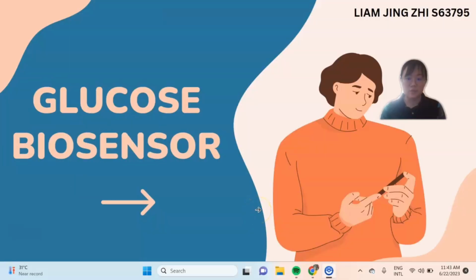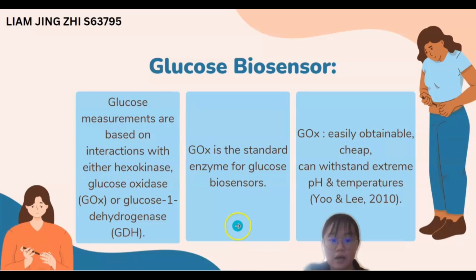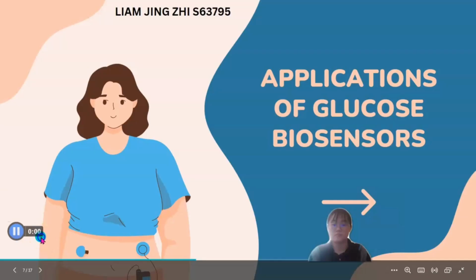Now let's focus on glucose biosensor. A glucose biosensor can measure the level of glucose based on the interactions with either three enzymes. The first enzyme is hexokinase, the second enzyme is glucose oxidase, the third enzyme is glucose 1-dehydrogenase. In this case, glucose oxidase, GOX, is a standard enzyme for glucose biosensor. Why is this so? Because GOX is easily obtainable, it is cheap, and it can withstand extreme pH and temperatures.